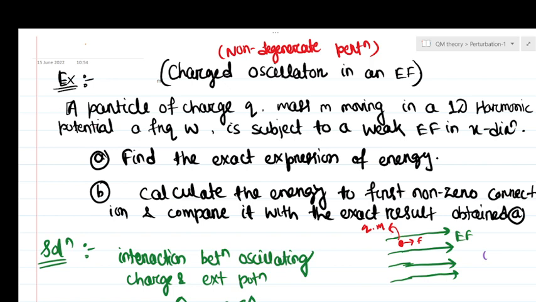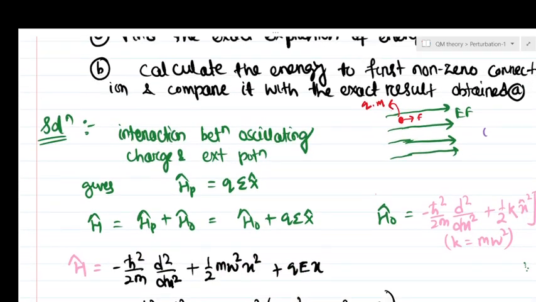The example is a particle of charge q, mass m, moving in a 1D harmonic potential with the frequency omega and is subjected to a weak electric field in the x direction. So this is the setup. Then we have to find the exact expression for energy, and in the second part we have to calculate the energy to the first non-zero corrections and compare it with the exact result obtained. Okay, so let's see the thing.